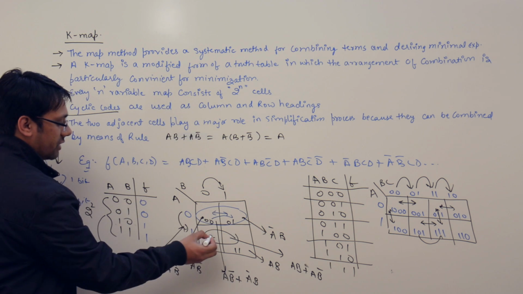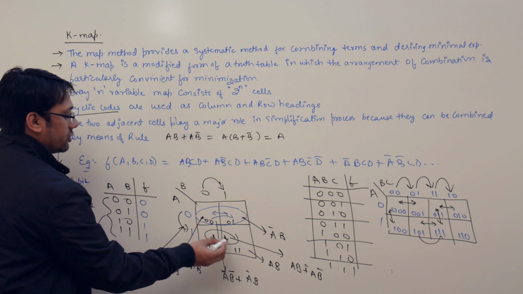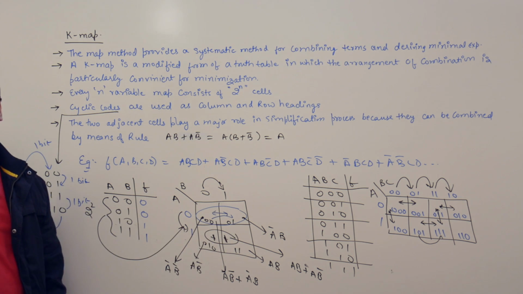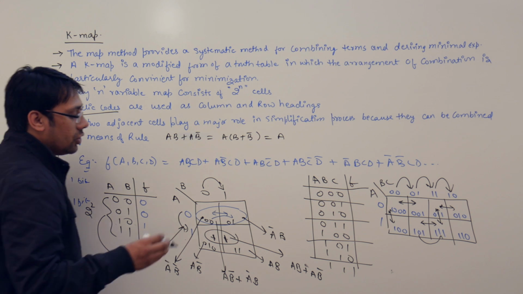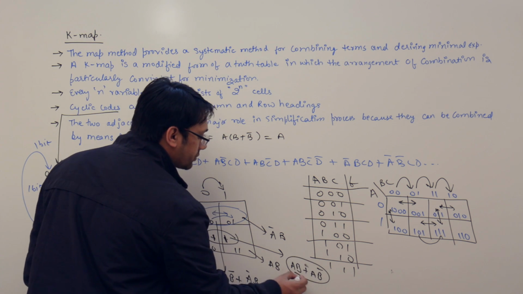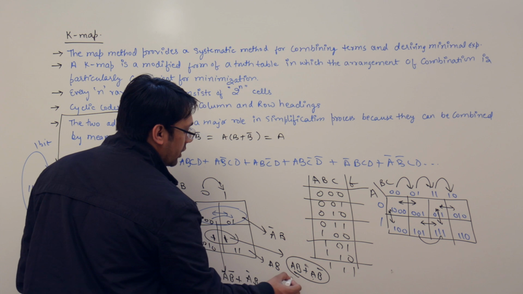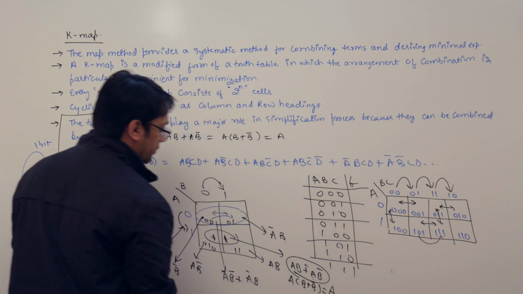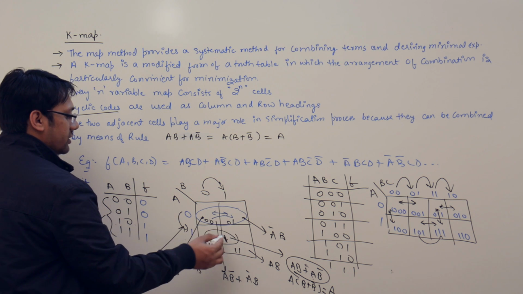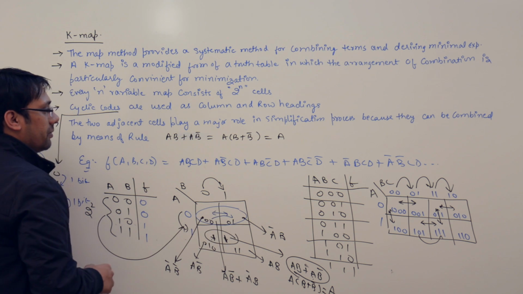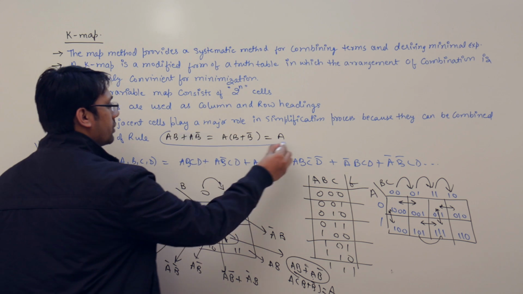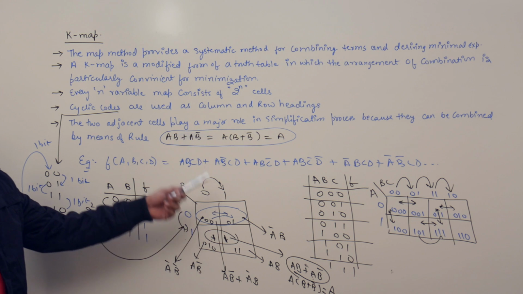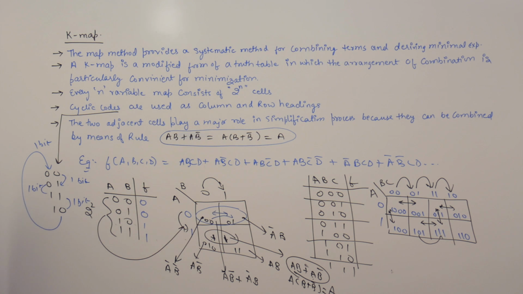So whenever we have 1 in 2 particular cells, for example here in these 2 cells we have 1, then we can make a subcube for these particular cells. And how can we make a subcube? In this expression, you can take A as common, so it is B plus B complement, which is equal to A itself. So if you combine two cells, they can be combined by means of this particular rule.